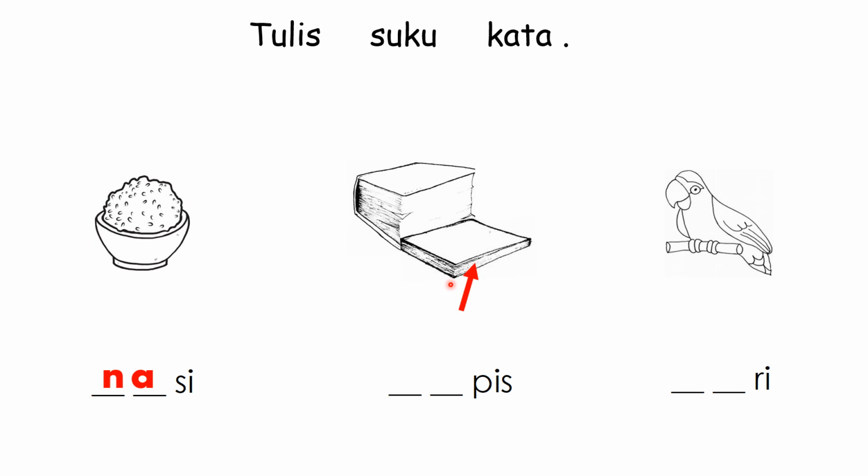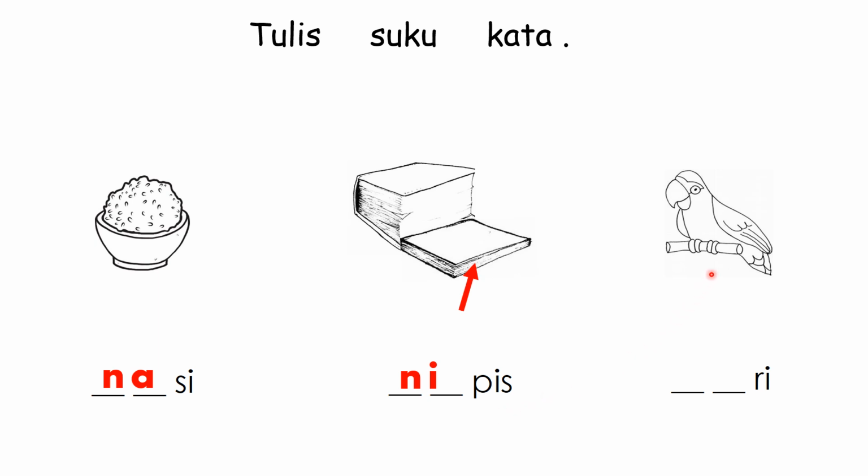This book is thin. In Malay we say nipis. So there are two suku kata. One is ni, one is pis. So here we are going to write ni. N, e, ni, nipis. Two suku kata.